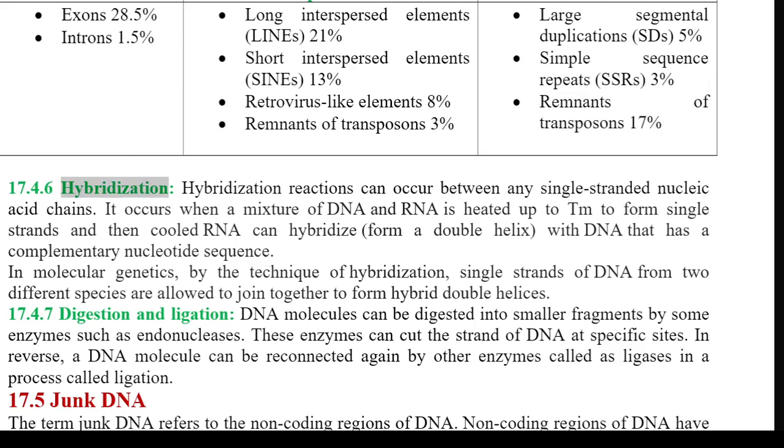17.4.6 Hybridization. Hybridization reactions can occur between any single-stranded nucleic acid chains. It occurs when a mixture of DNA and RNA is heated up to Tm to form single strands, and then cooled. RNA can hybridize, forming a double helix, with DNA that has a complementary nucleotide sequence. In molecular genetics, by the technique of hybridization, single strands of DNA from 2 different species are allowed to join together to form hybrid double helices.